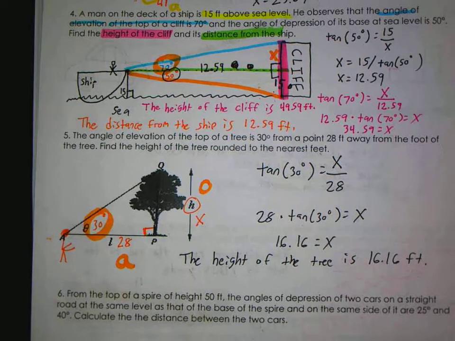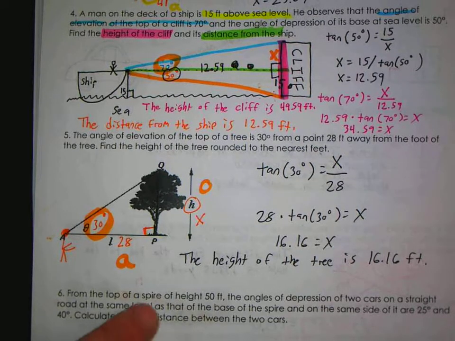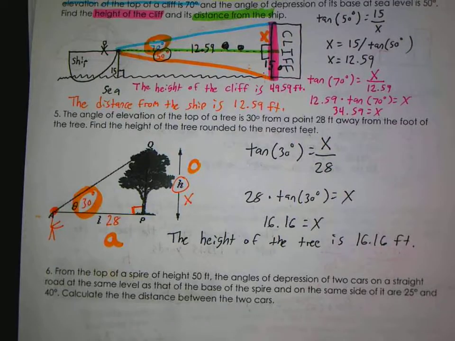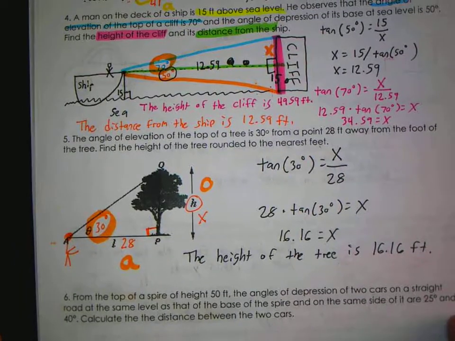Number 6, I think we've done enough examples. Spire, that's like the top of the building. You're looking down on two cars. And one's at a 25 degree angle, one's at a 40 degree angle, so how far away are the cars from each other? Looking at the time, I think 5 examples was plenty.